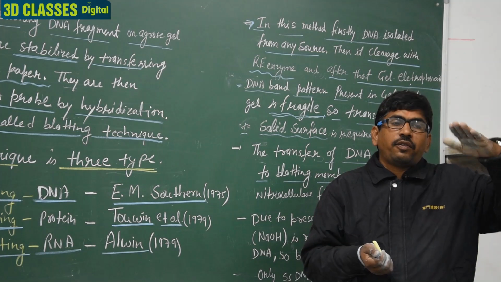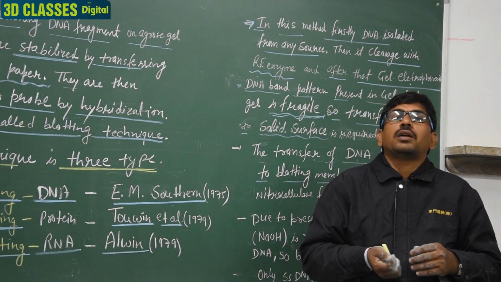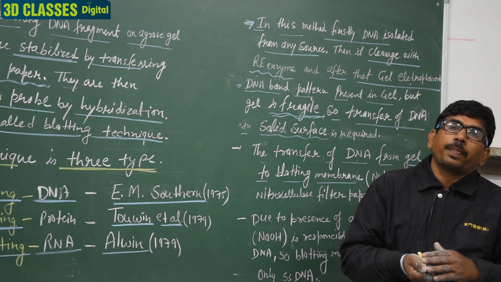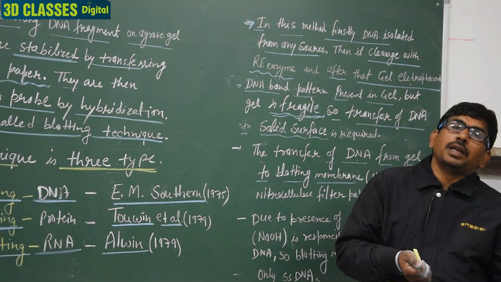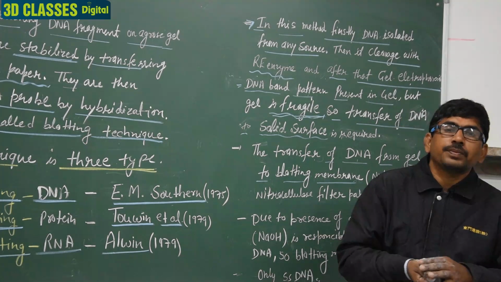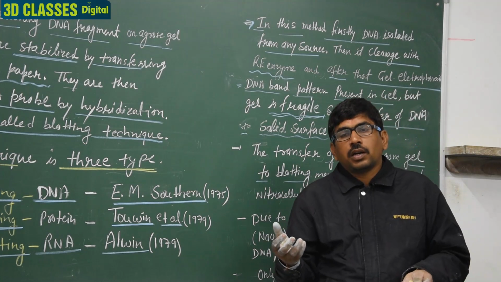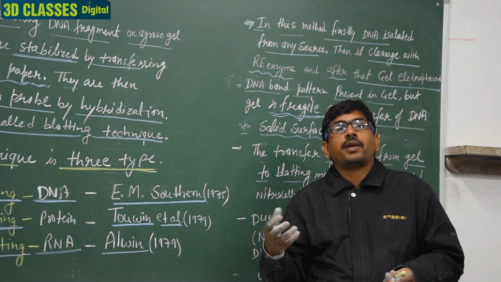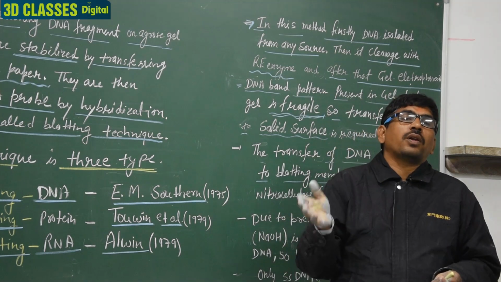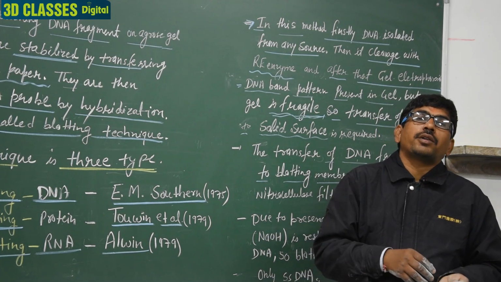Clear? We wait for the DNA to pass to the nylon sheet and absorbent, and after some time the complete DNA is transferred from gel to the floating membrane, the nylon sheet. After that we dry the sheet at a high temperature, about 80 degrees, and then we carry out the hybridization process with the help of radioactive probes.